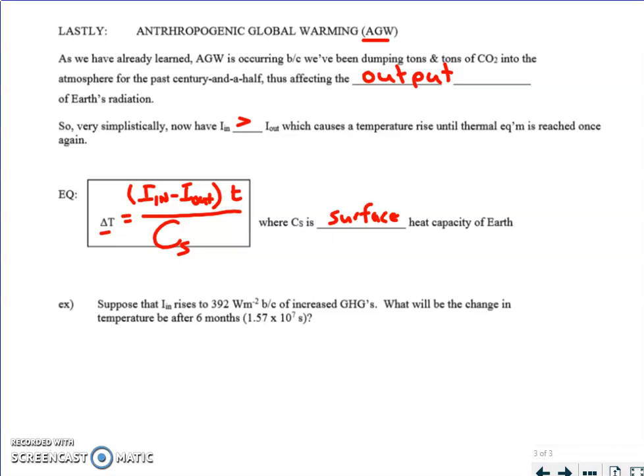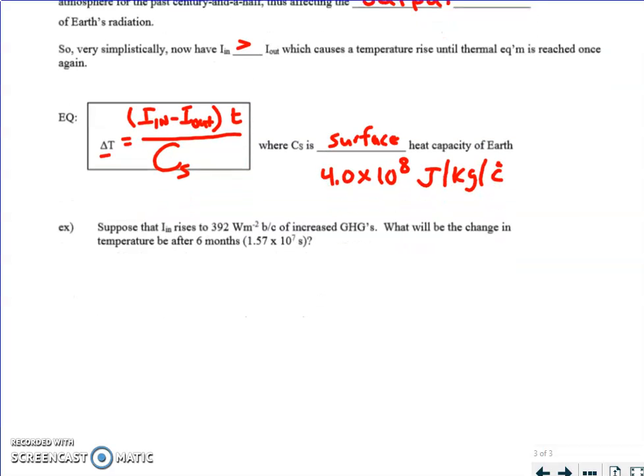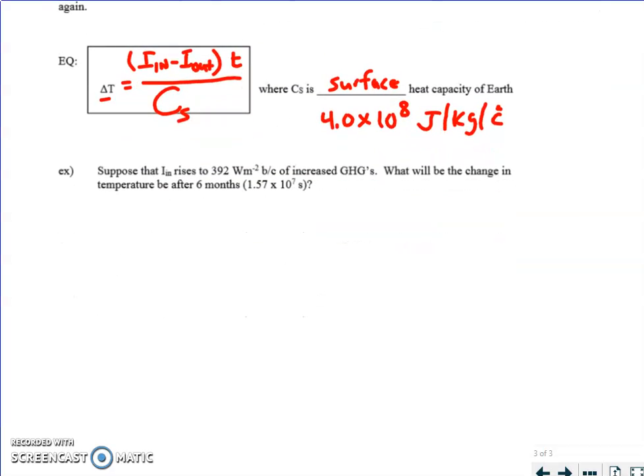In other words, it's a number that takes into account the structure of the Earth, the material, the water, the land, etc., and assigns a value of a capacity, which is 4.0 times 10^8 joules per kilogram per degree Celsius.